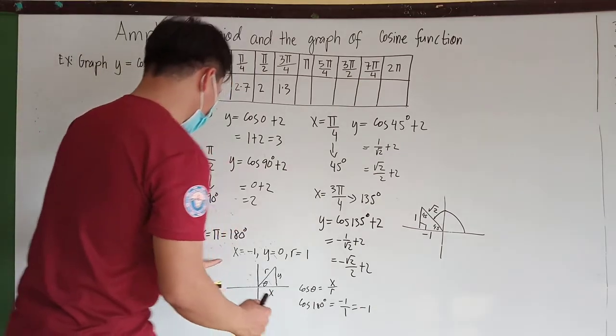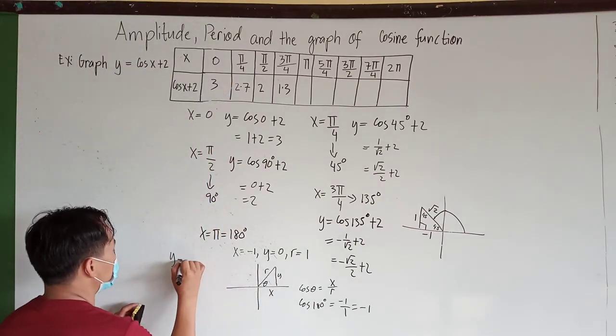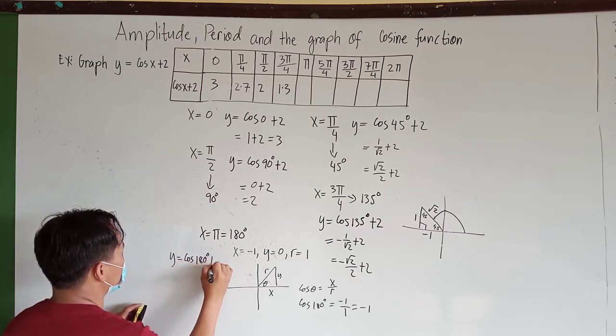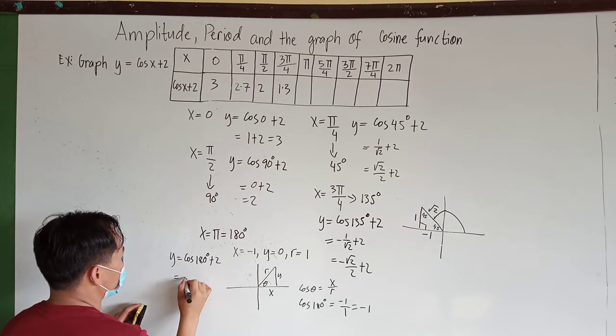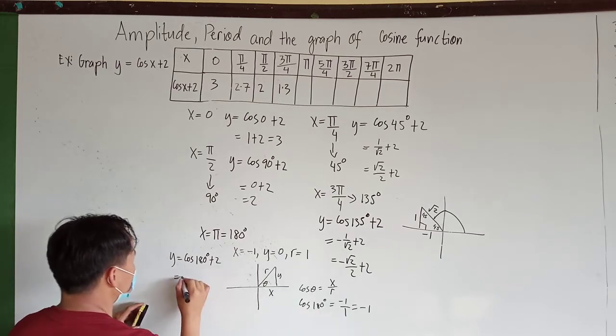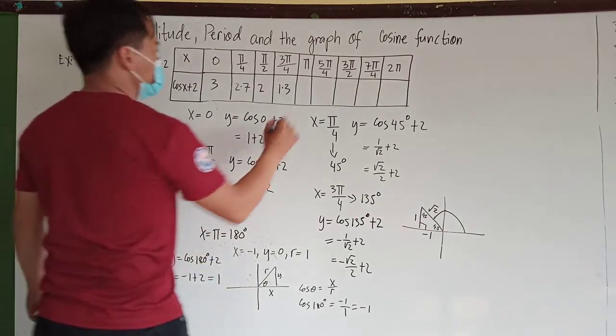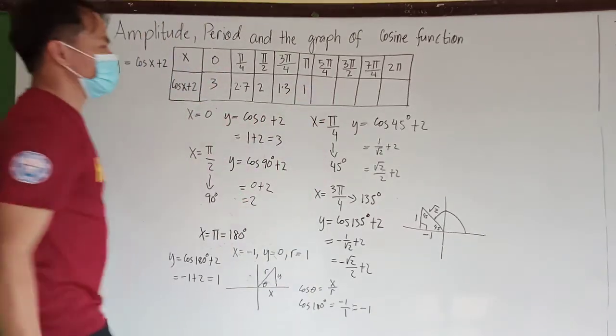So therefore, in here, we have y is equal to cos of 180 degrees plus 2, which is just equal to negative 1 plus 2, which is equal to positive 1. So in here is positive 1.